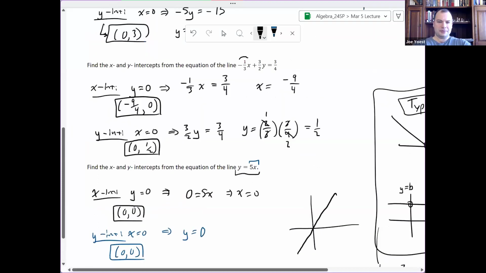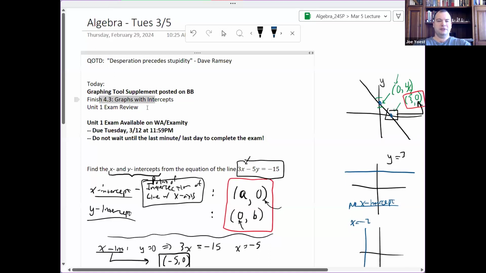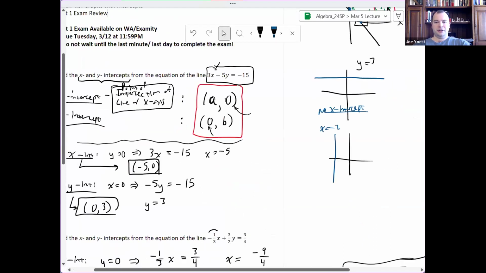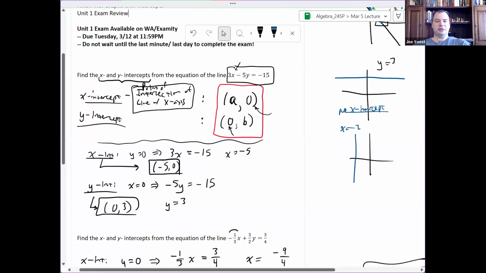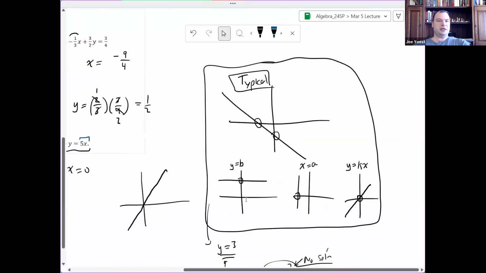Okay, so that wraps up the last little bit of 4.3. Again, we talked quite a bit about finding intercepts for the purpose of graphing and so on last time, but just a little bit of semantics on how we report an intercept as an ordered pair, and what are a couple of these special cases.